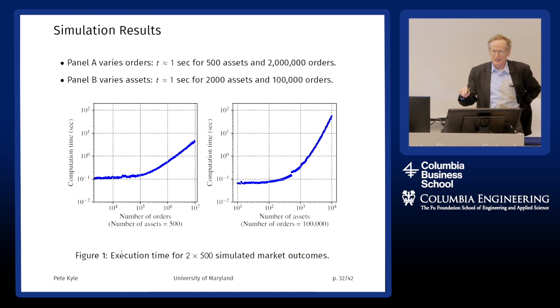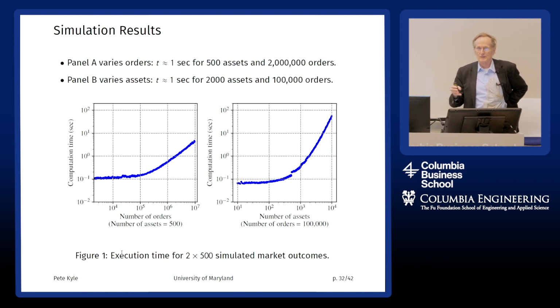And then on the right-hand side, we keep the number of orders at 100,000 and let the number of assets increase from 10 to 10,000. Here we find that with 1,000 assets, we're still under a second, but somewhere around 2,000 assets, we go up. And the slope that you're seeing here on the right is going to be ultimately governed by a Cholesky decomposition that's part of the technique that we use to implement this interior point method.